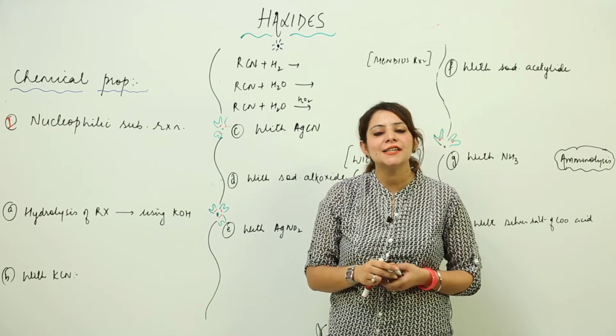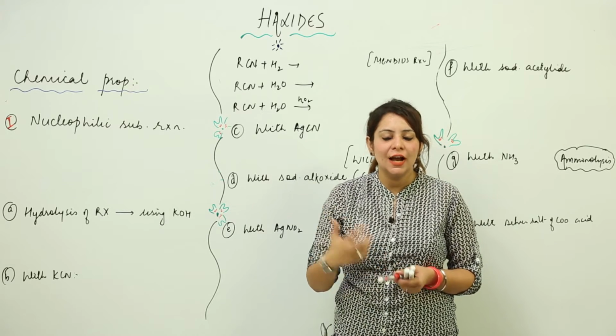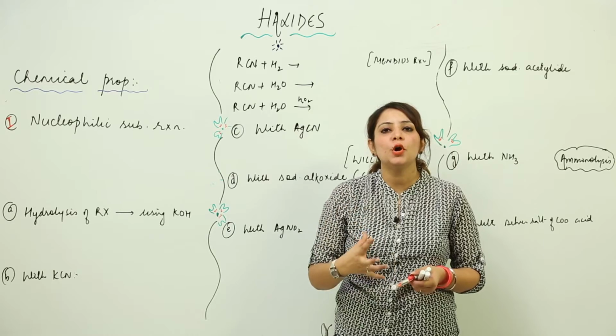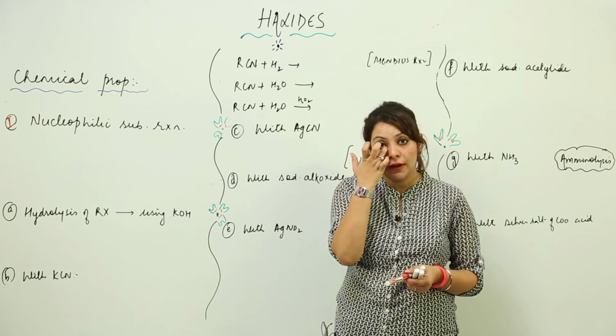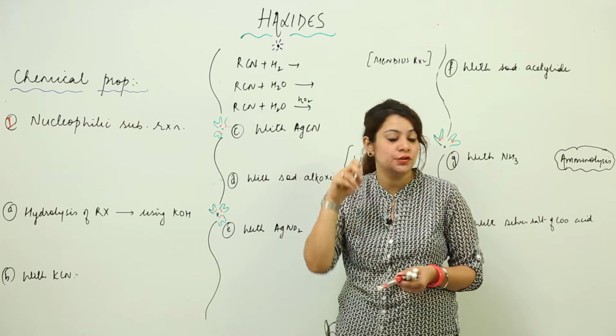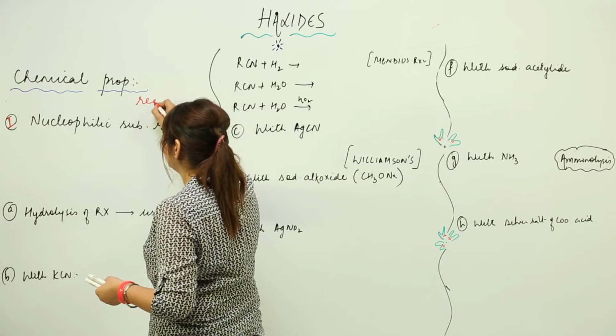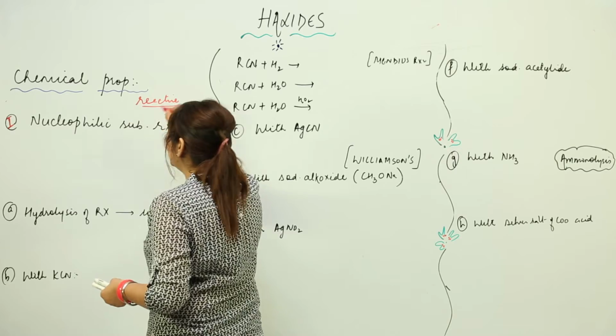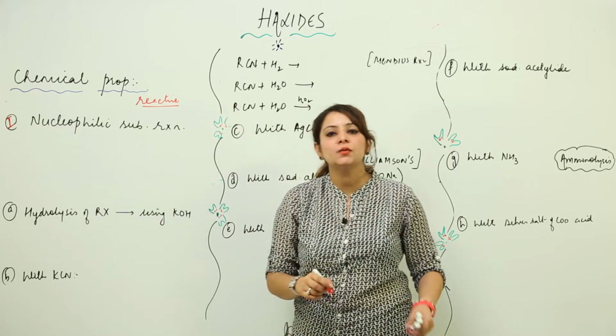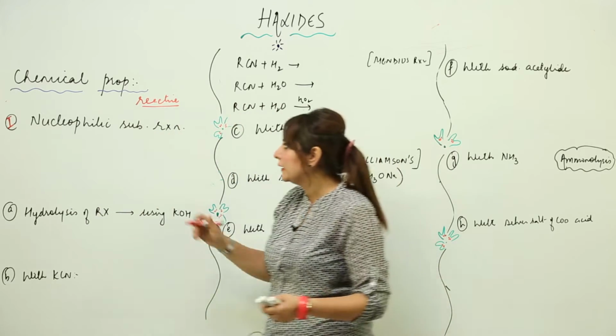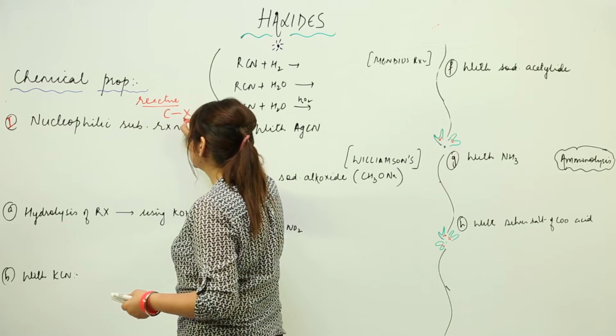So now we are starting with the chemical properties of haloalkanes. One of the most important chemical properties of haloalkanes is the nucleophilic substitution reaction. First of all, you should know that they are actually reactive. Now the question must be in your mind: what makes them reactive? That is the polarity of the C-X bond.